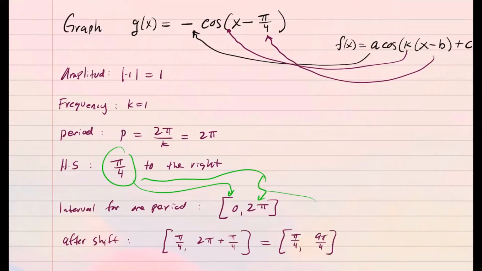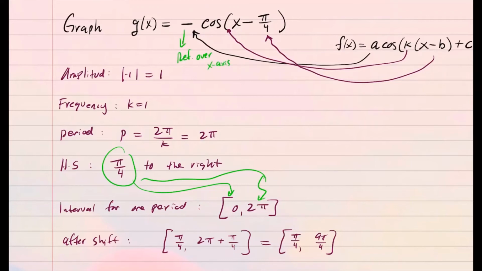But let's go ahead and draw this first, where we complete one cycle. Now also remember this negative right here. That's going to reflect the graph about the x-axis. So this negative is going to indicate a reflection over the x-axis.